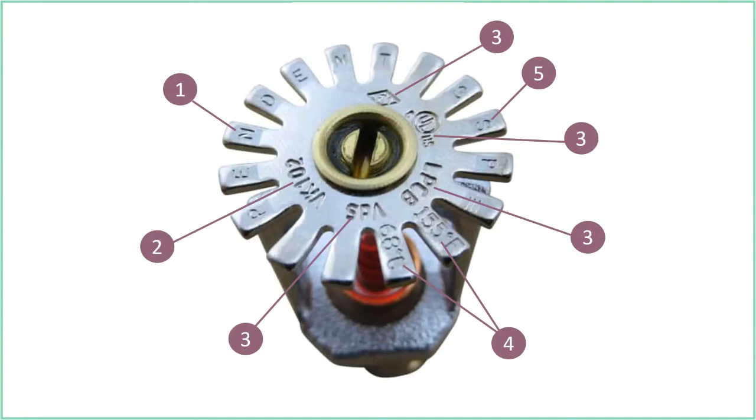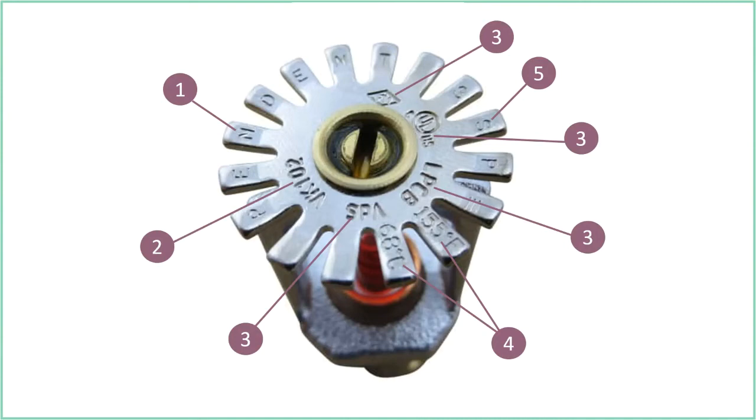Number three, so you can see there are a few of those. These are the approval markings. There are four main approvals that you can look out for. There are others around, but for me, the four big ones are the LPCB, which is the major UK-based approval agency for sprinkler heads.